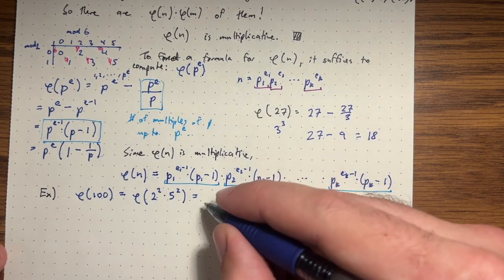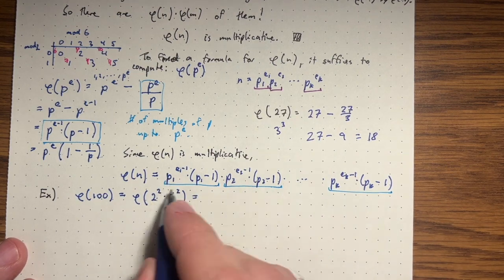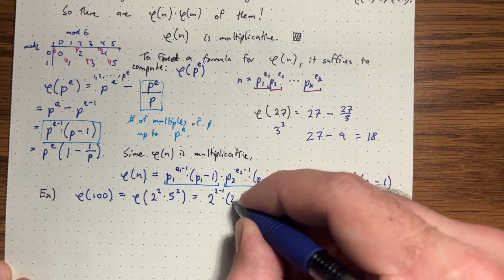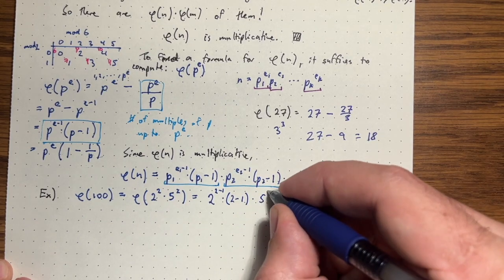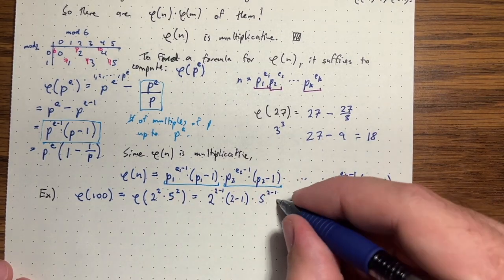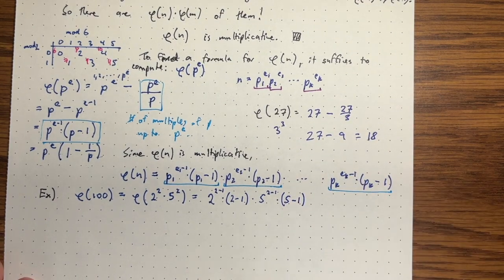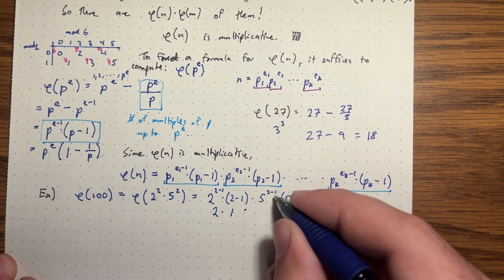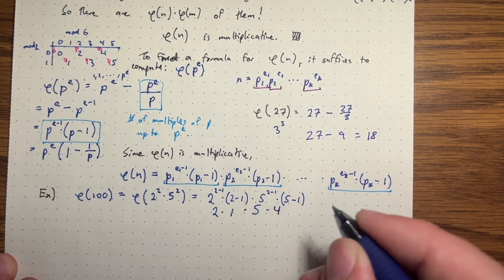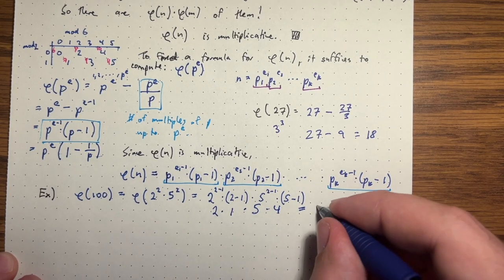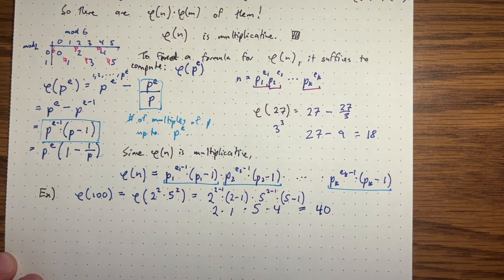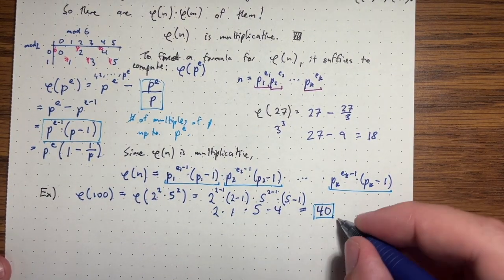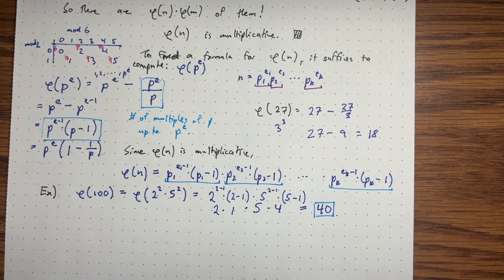So phi of 2 squared is, let me just write it all out just to make it very clear what I'm doing here. It's 2 to the 2 minus 1 times 2 minus 1 times 5 to the 2 minus 1, which is 1 less than the exponent, times 5 minus 1. And so we get 2 to the 1, which is 2, times 2 minus 1, which is 1, times 5 to the 1, which is 5, times 4. 2 times 1 times 5 times 4 is 40. So phi of 100 is 40. Very nice.